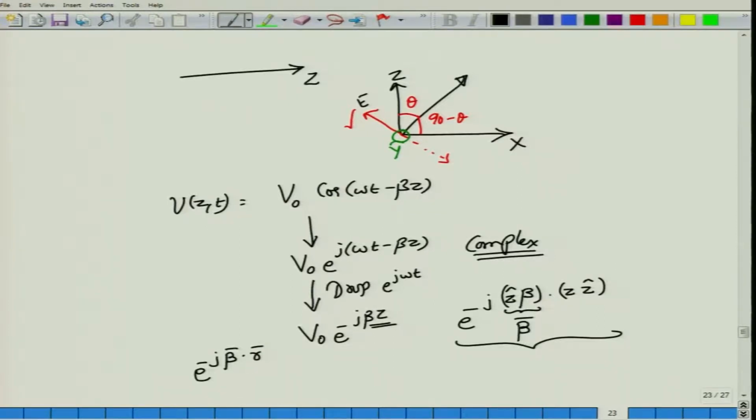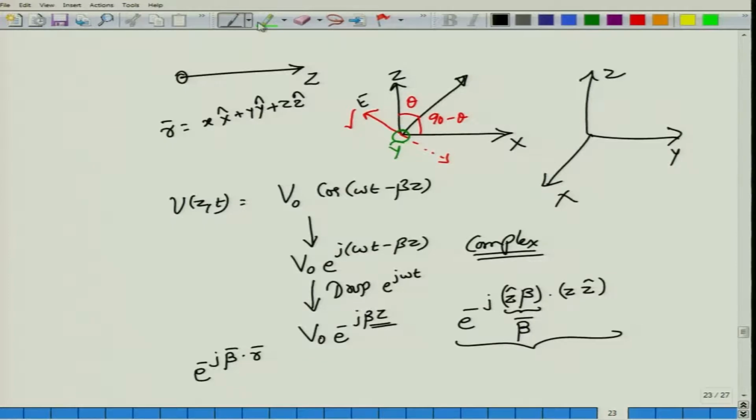is the position vector. So if this is the z axis, from the origin the r vector is given by x x-hat plus y y-hat plus z z-hat, right. So let me go back to the 3-dimensional case. This is x, this is y and this is z. The position vector at any point along this one or at any point can be written as, from the origin, x x-hat plus y y-hat plus z z-hat. If I consider the wave propagating only along the z axis, then what will happen to the phase factor? It would be e power minus j beta dot r.